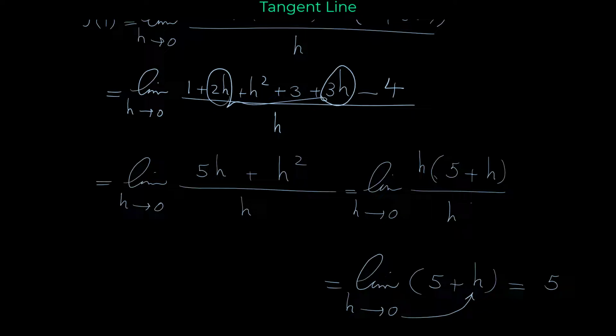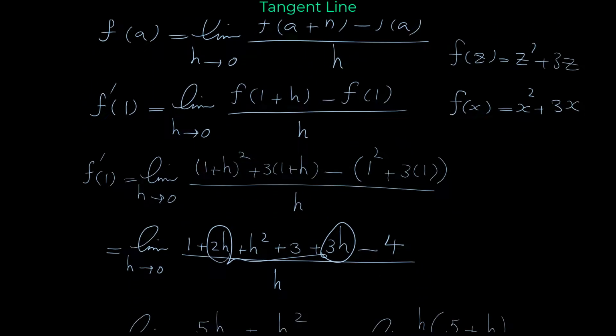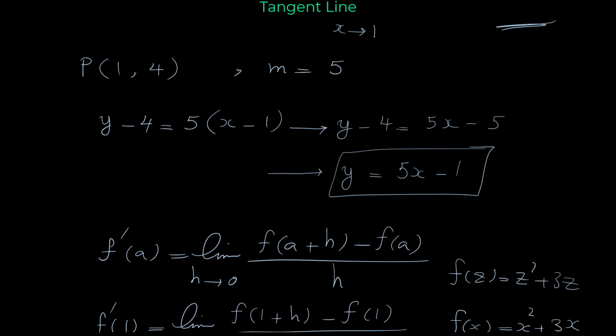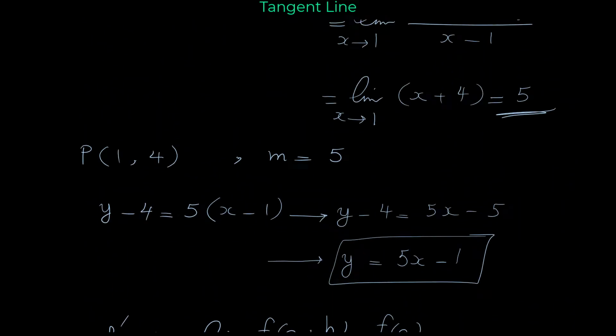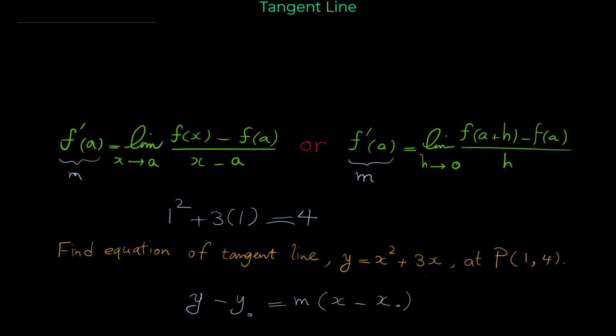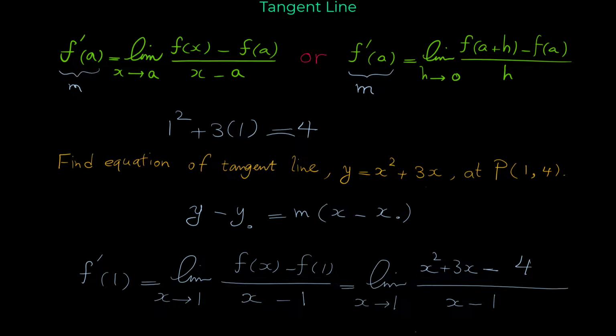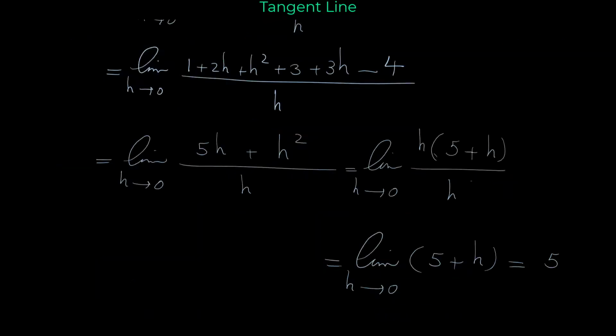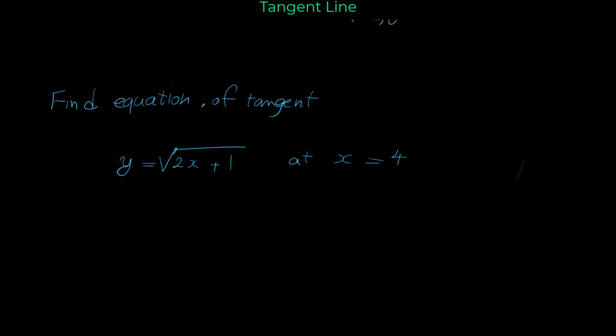So 5 is the slope of the tangent line. And if you remember, here we got the same number for the slope of the tangent line. So it doesn't matter which formula you use for finding the slope of the tangent line. But sometimes one of these formulas is easier. Now let's try another example.